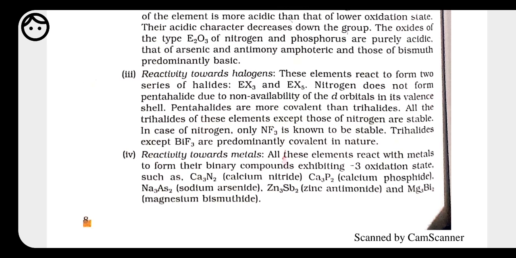So this is all about the general introduction of the elements of group 15. Mostly we will have to focus on the compounds of the elements of this group, what types of compounds they form, how we prepare them in the laboratory, and how they can be prepared commercially. That we will discuss later in the next class. For today we have this much, students.